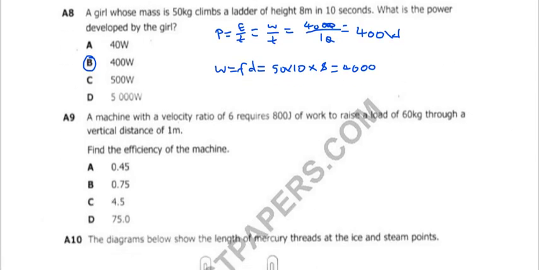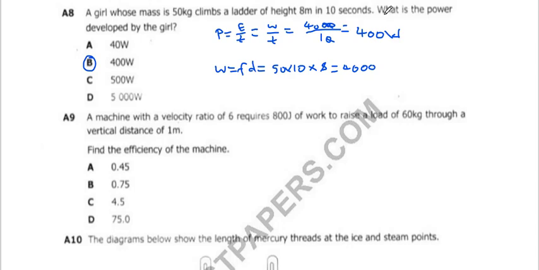And question 9 says, a machine with a velocity ratio of 6 requires 800 joules of work to raise a load of 60 kilograms through a vertical distance of 1 meter. Find the efficiency of the machine. What is the efficiency? Find the efficiency of the machine.